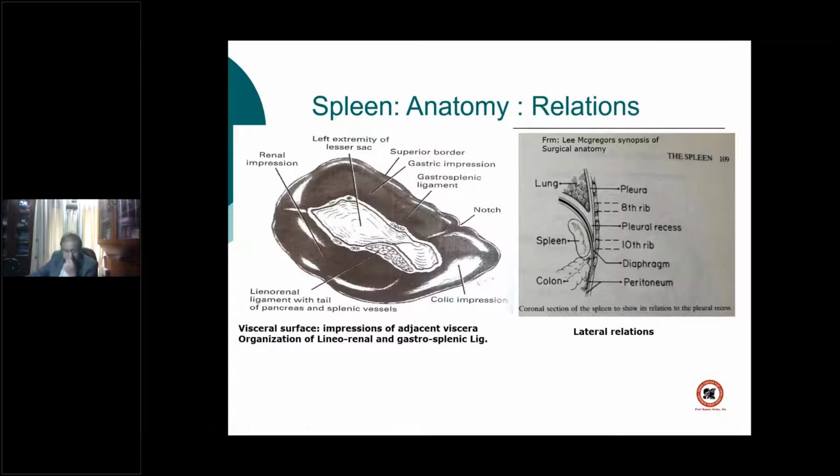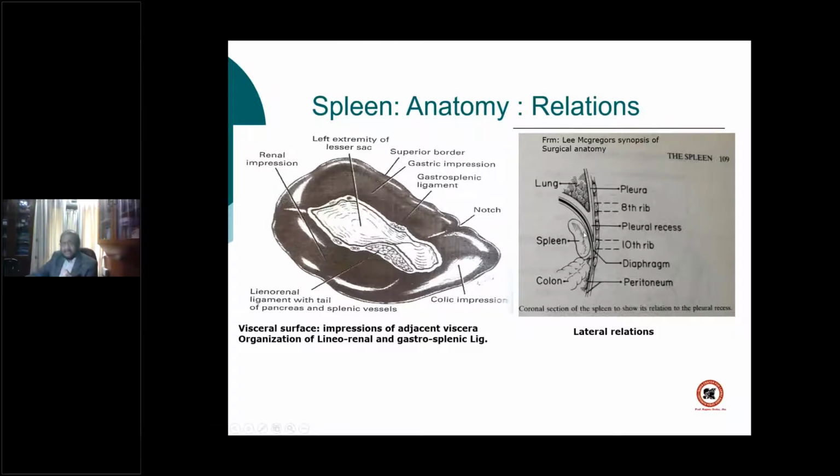Now, coming to the relations, if you look at the lateral relations, we already said it lies between the 9th and the 11th rib, with the long axis along the 10th rib, right? Lateral to it lies the diaphragm, and just behind the diaphragm, you have the costophrenic angle of the left side. And beyond that, you have the parietal pleura. So the parietal pleura, the costophrenic angle, the lower angle of the lung, the diaphragm, and the parietal wall are all in lateral relationship to the spleen.